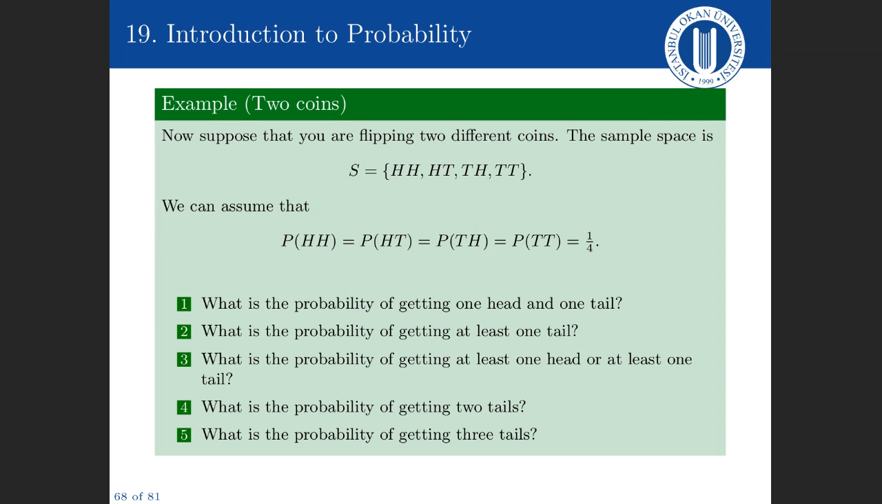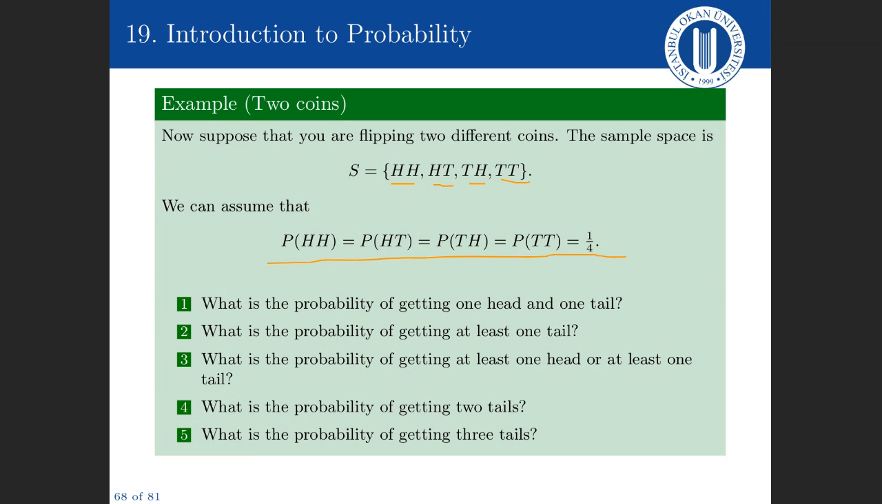Now let's suppose we're flipping 2 coins. What is the sample space of flipping 2 coins? We might have head-head, we might have head-tail, we might have tail-head, and we might have tail-tail. And it's fair to assume that the probability of each of these is 1/4.